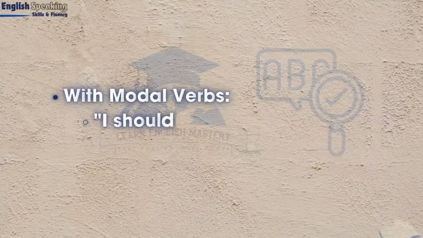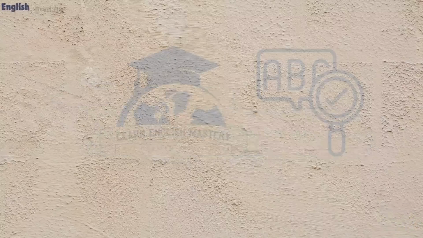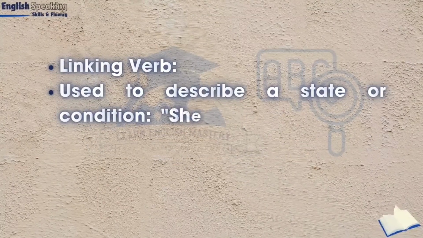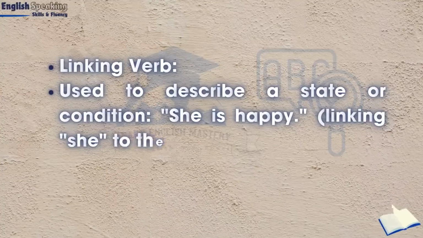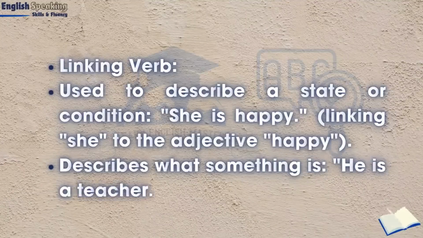With modal verbs, I should be more careful. They might be here by noon. Linking verb, used to describe a state or condition. She is happy, linking she to the adjective happy. Describes what something is. He is a teacher.